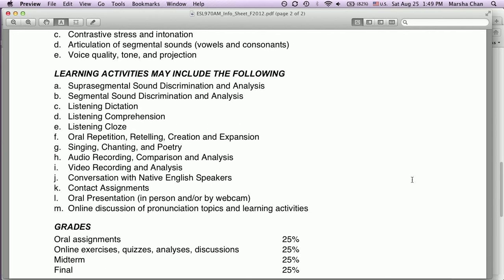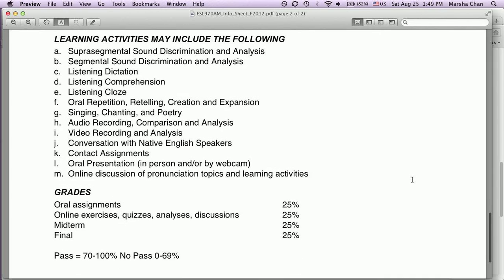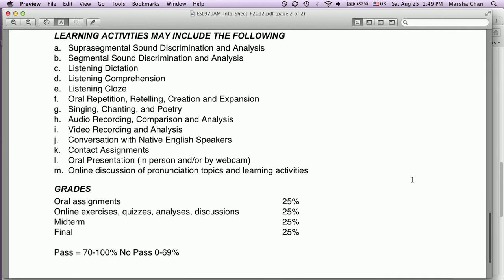These are some activities that we will engage in that are written down on the information sheet. It also shows you my grading, which is 25% for each of these things: oral assignments, and some online assignments with little quizzes, some analysis, some discussion points. We'll have the midterm, and we'll have a final, and those are it.